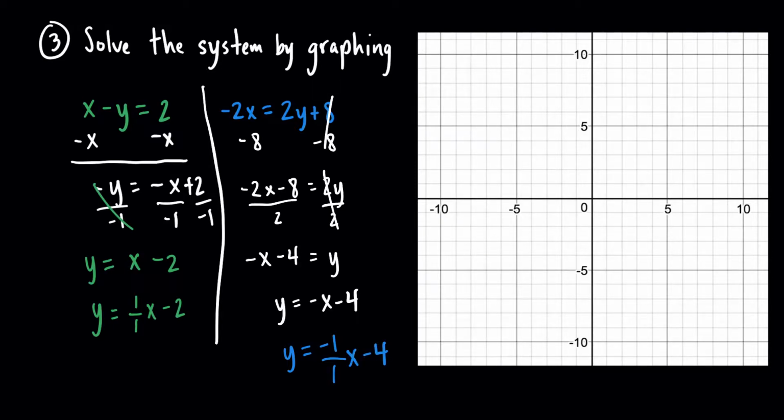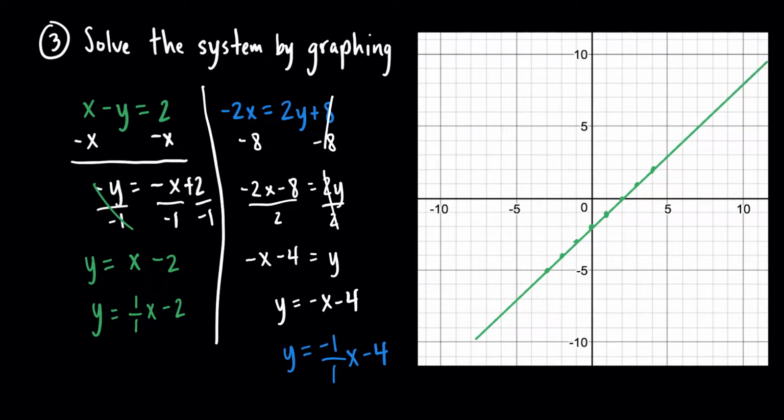Okay, so let's go ahead and graph these. So the green one, we're going to start at negative 2, and we're going to go up 1 over 1, up 1 over 1. We can also go down 1, left 1, down 1, left 1. And we'll go ahead and draw a nice straight line here. So here's our first line.